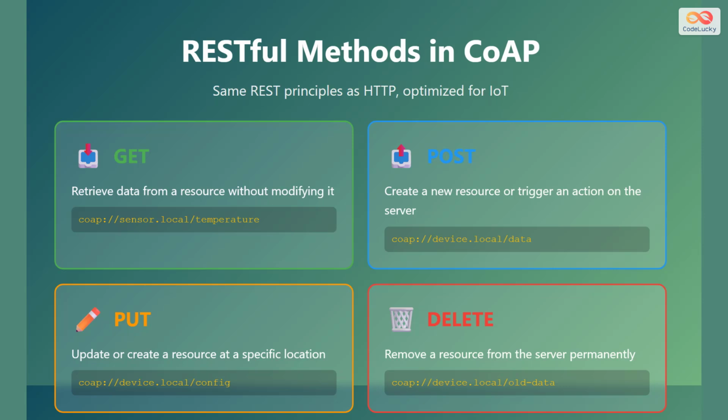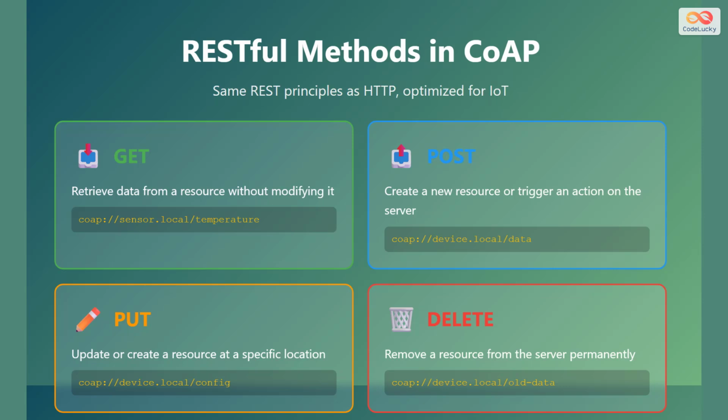CoAP implements the same REST principles as HTTP, but optimized for IoT devices. It supports 4 primary methods. The GET method retrieves data from a resource without modifying it, similar to requesting temperature data from a sensor. The POST method creates a new resource or triggers an action on the server, useful for sending data to a device. The PUT method updates or creates a resource at a specific location, perfect for updating device configurations.